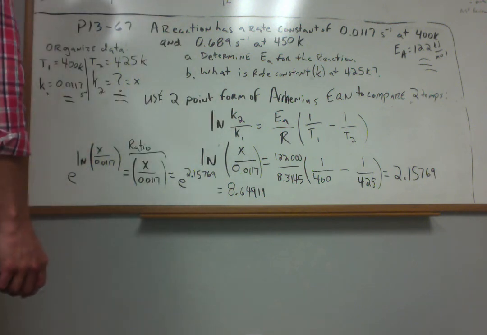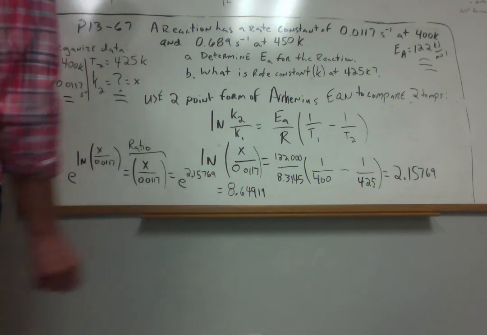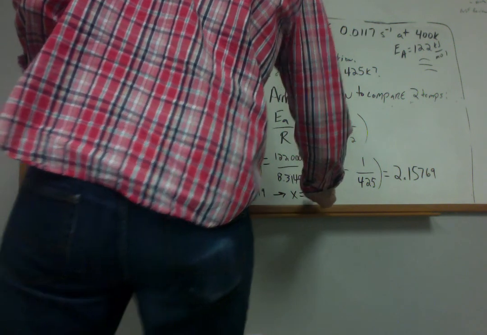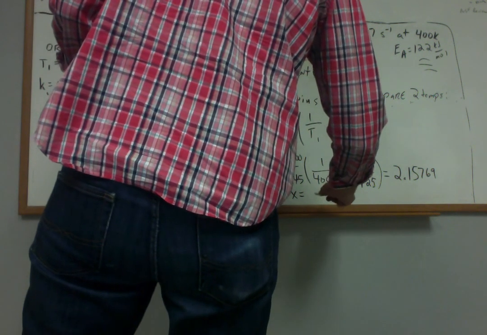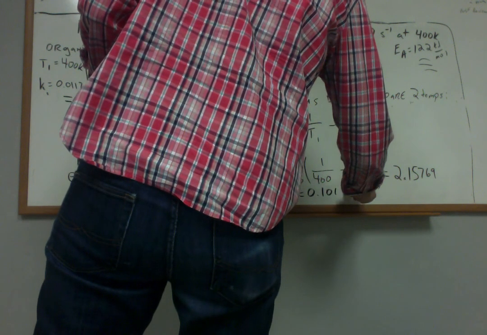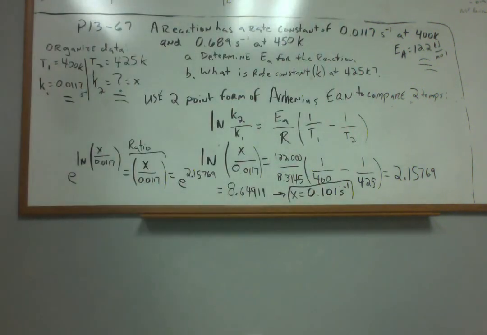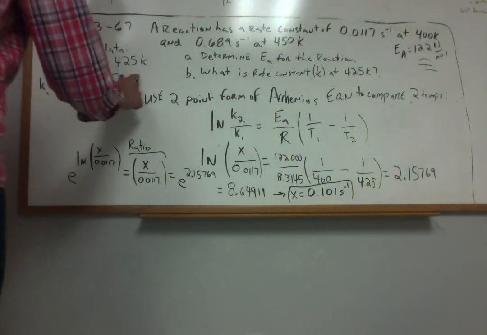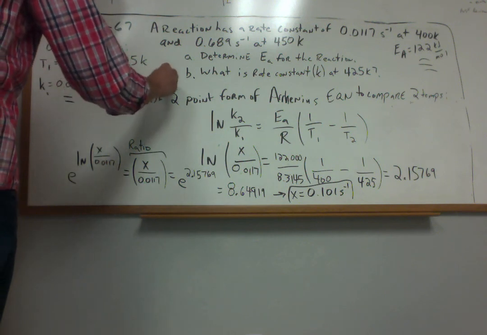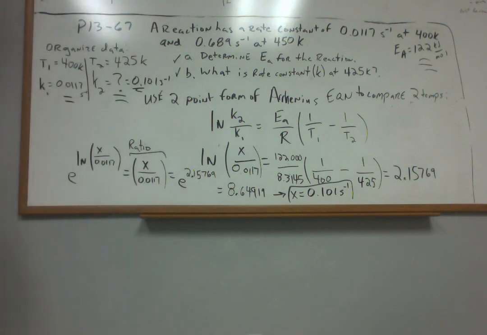So how do I find that? I just finish off the algebra. I take the denominator and multiply it by that to solve for x. If I do that, I find that x is equal to 0.101 per second. That then is my value of K2, 0.101 per second. And I'm done with both parts of the problem.